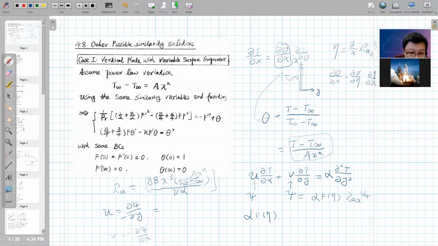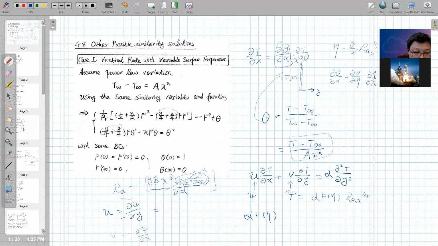This 3 plus n term is derived from the v velocity you have here. That's why you have the difference. Just remember that before, when you had the constant wall temperature, this term could be considered constant. You could just bring it out of the derivation when you calculate the v velocity. In these cases, you cannot. So when you calculate the u and v velocity from this stream function, you have to consider this exponent n related to the x coordinate.